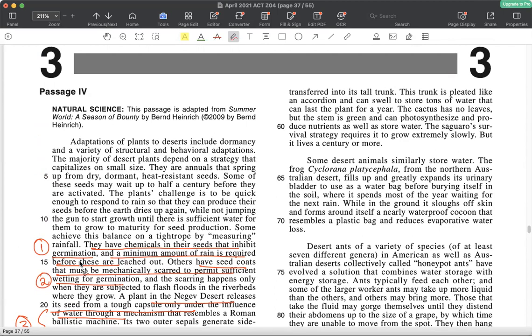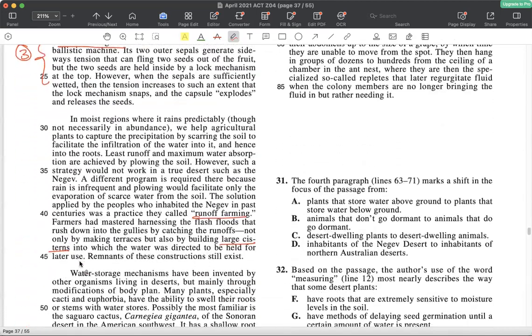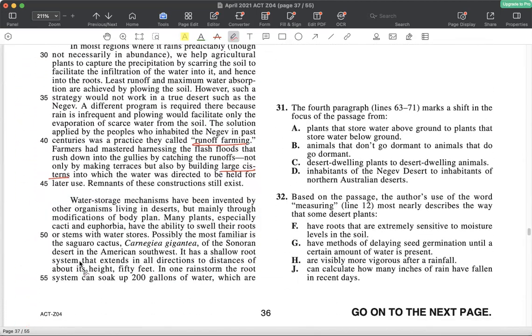The cactus has no leaves, but the stem is green and can photosynthesize and produce nutrients as well as store water. The saguaro's survival strategy requires it to grow extremely slowly, but it lives a century or more. Okay, so here we speak about plant adaptations that can help preserve water in the desert.